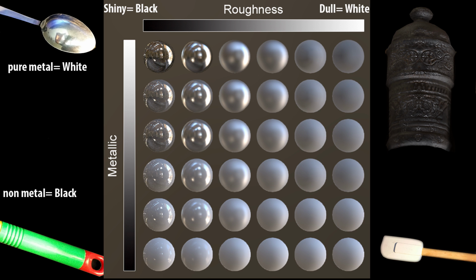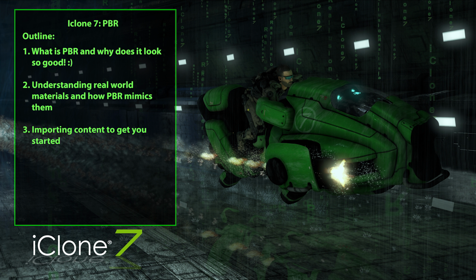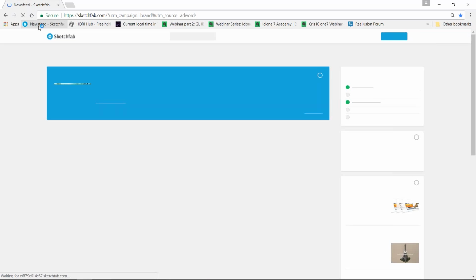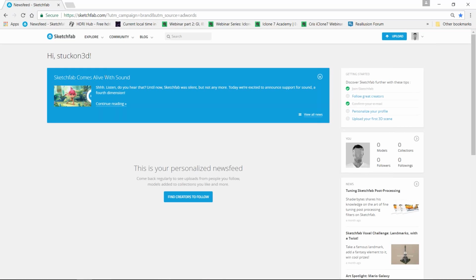All right, so let's go to the next topic here, which is important content to get you started. Now, iClone does come with quite a few objects already. However, if you need more, there is always a cool place to go to. First, I want to go to a website called Sketchfab. Here is where you are going to get models.